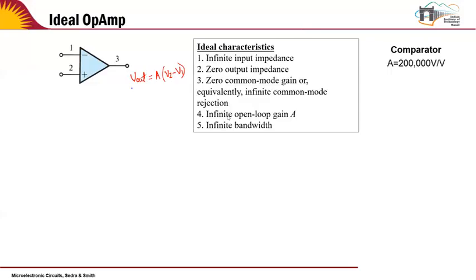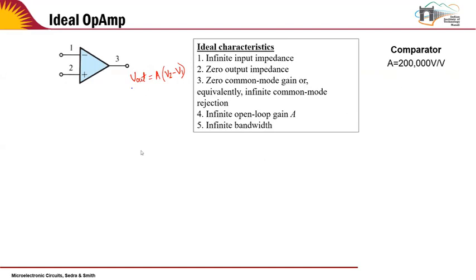The op-amp also, in point number 4, has infinite open loop gain, which means the value of A is very large. It's supposed to be infinite. That means even if you have a very tiny difference between V2 minus V1, you will get a clear signal of it at the output. And then infinite bandwidth, which has got to do with the frequency of signals. We'll not look at it now.